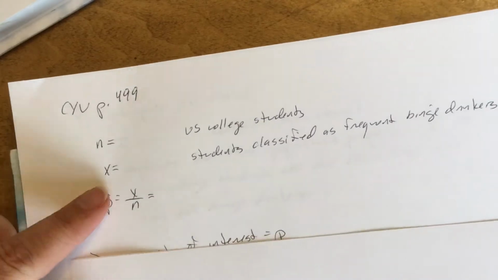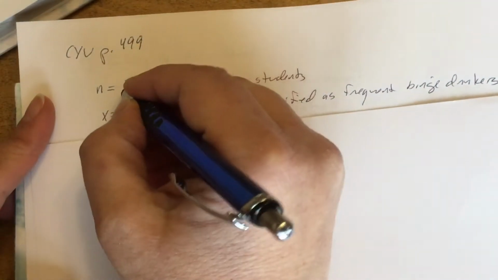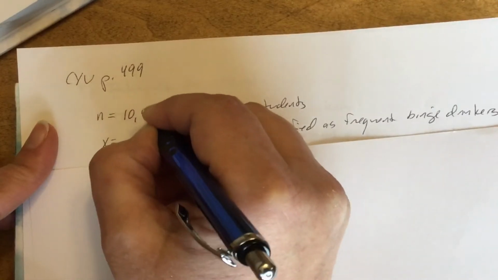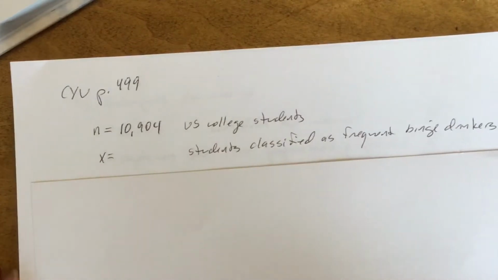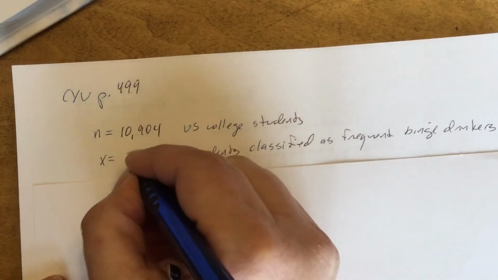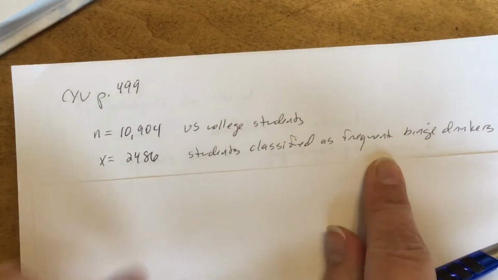First of all, what's my sample size? I was told I had a sample of 10,904 U.S. college students. Of those 10,904 college students, 2,486 of those students were classified as binge drinkers.